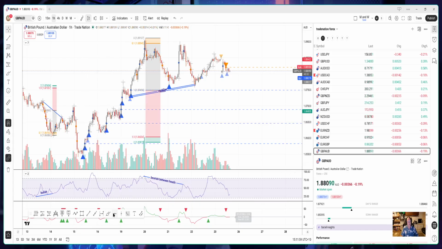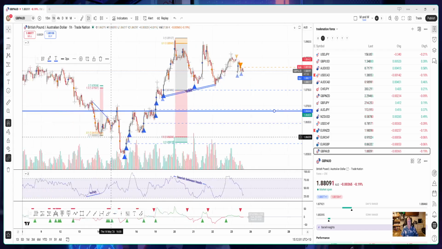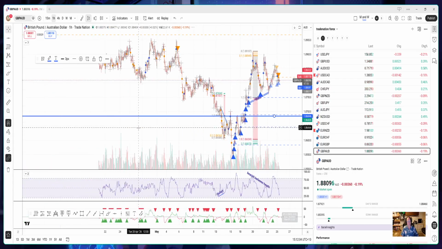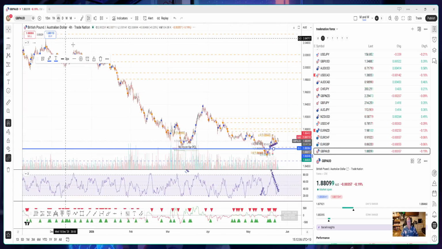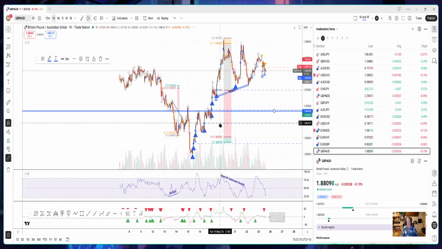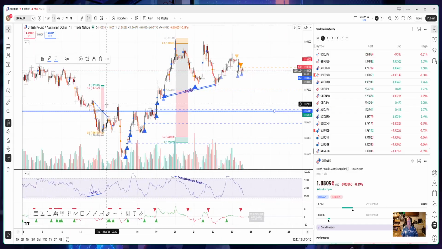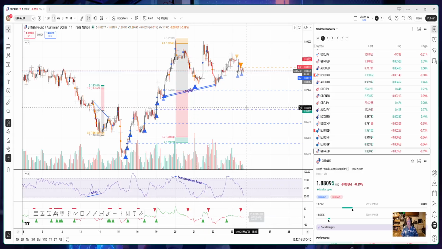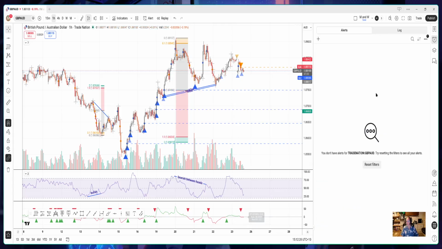Is that a strong? Let's go up to 4 hour. That is not really a strong. I mean, it's pretty strong, I guess. There, need to annotate this one more, but that's ready to go for demo account anyway.